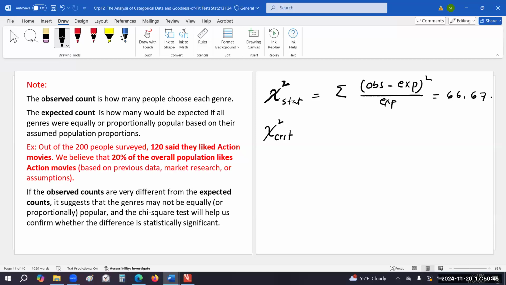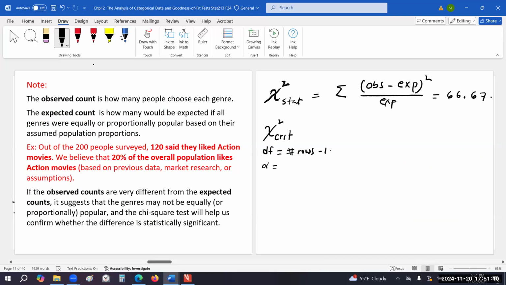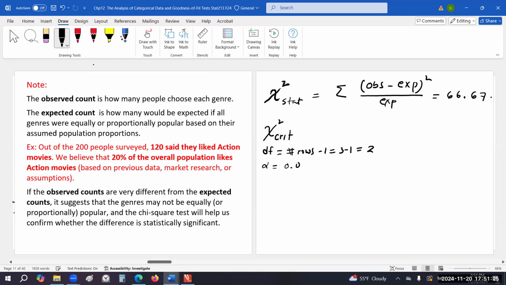So chi-square critical needs 2 things, just like the t-test: degree of freedom and alpha level. In here, degree of freedom is the number of rows minus 1. So how many rows do we have? 1, 2, 3. 3 categories we have. So 3 rows. So our degree of freedom is 3 minus 1, which is 2. And our alpha is 0.05.